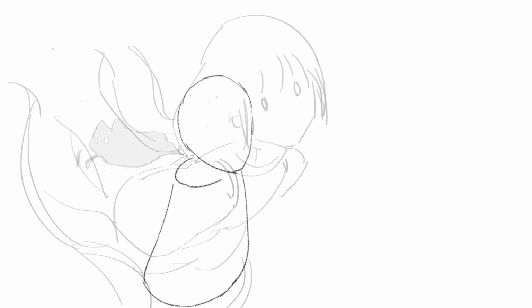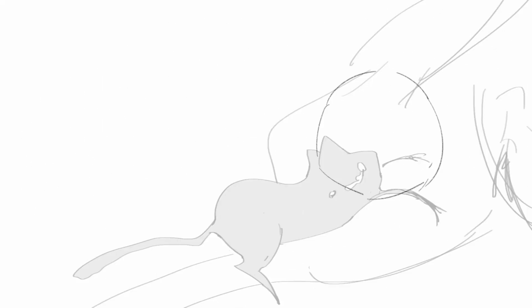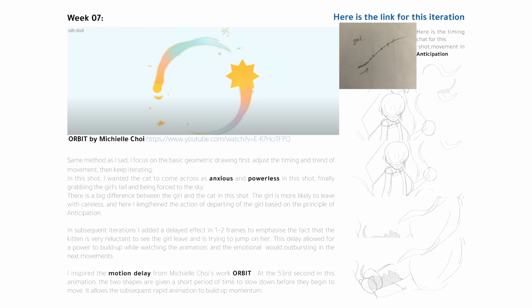In this shot, I wanted the cat to come across as anxious and powerless. Finally, it grabs the girl's tail and is forced into the sky. There is a big difference between the girl and the cat in this shot. The girl leaves carelessly, and here I lengthened the departing action of the girl based on the principle of anticipation.